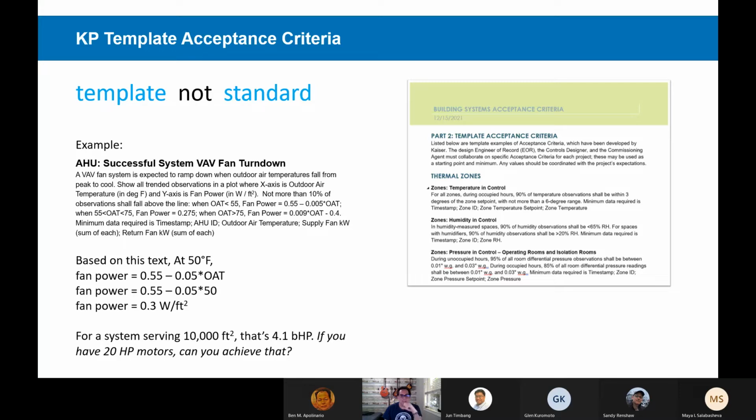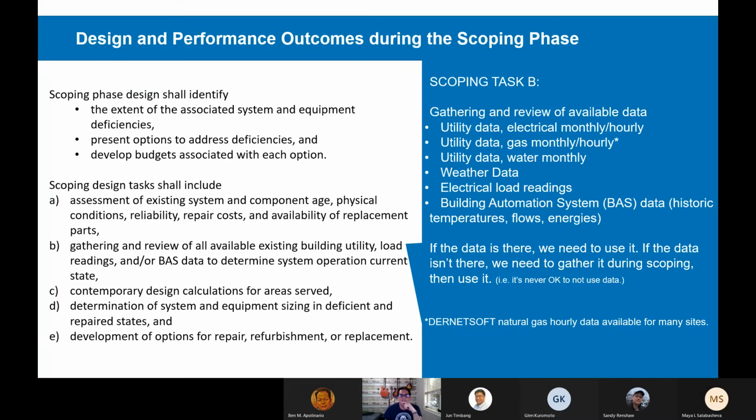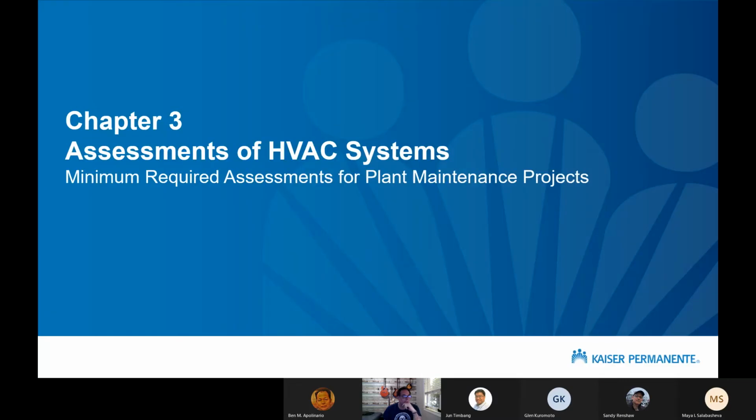And I think that's the end of this section. I have a junk slide here that doesn't belong here, and then we'll move to the next section.